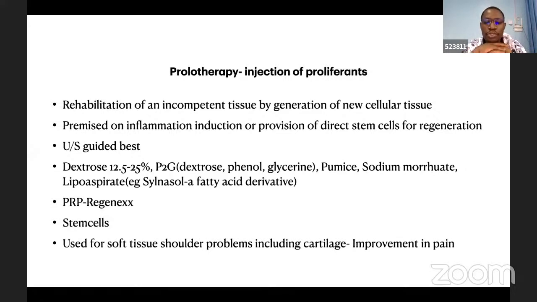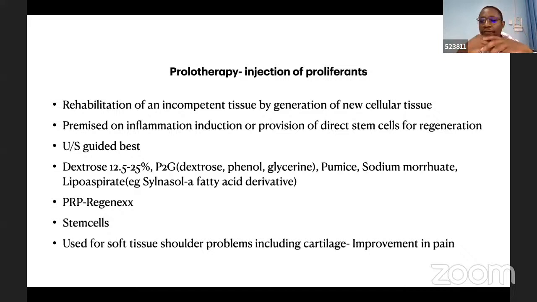Sinasol used to be sold as a fatty acid derivative. Now, these days, I don't know whether it is available. In Kenya, we have to look for it, I'm not sure. But Sinasol used to be available as a fatty acid derivative that you can inject, which is also a prolotherapy.